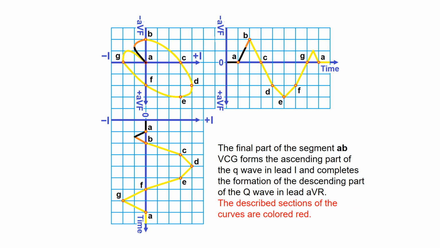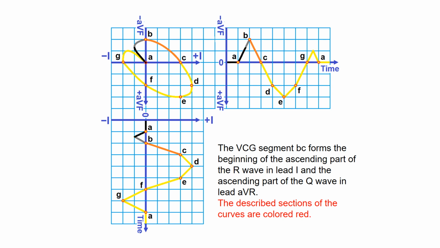The final part of the segment of VCG forms the ascending part of the Q wave in lead 1 and completes the formation of the descending part of the Q wave in lead AVR. The described sections of the curves are colored red. The VCG segment BC forms the beginning of the ascending part of the R wave in lead 1 and the ascending part of the Q wave in lead AVR. The described sections of the curves are colored red.